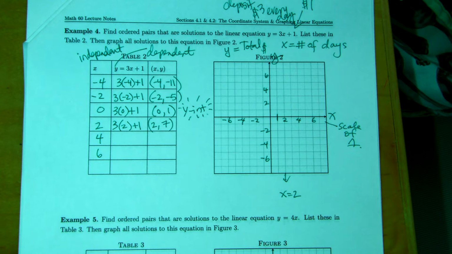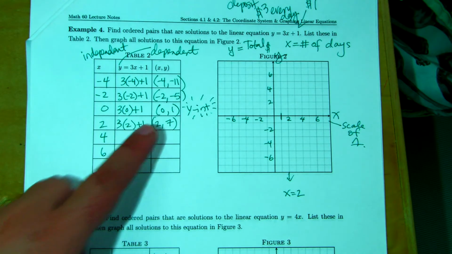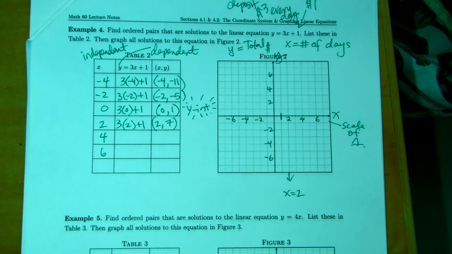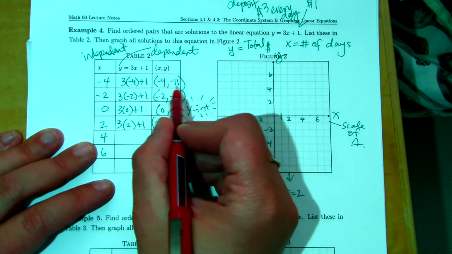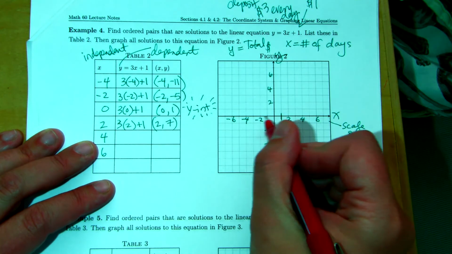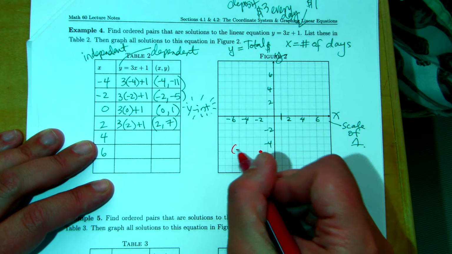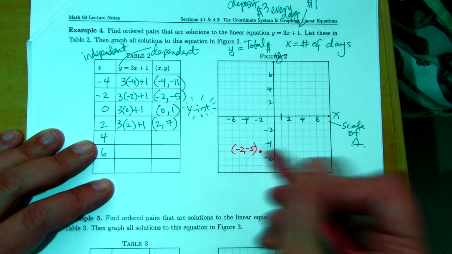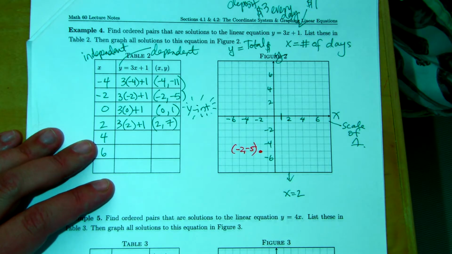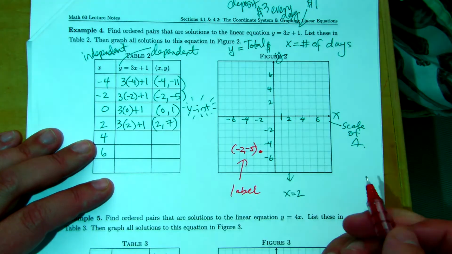So now when we go to graph these points, once I have a list of ordered pairs, and how many different ordered pairs could I have? I could have really an infinite amount. I'm going to plot these points. -4, -11 doesn't really fit on my graph because I didn't develop a scale where that worked. -2, -5: over -2, down to -5. Here's the point, -2, -5. It can help to plot and label the points. This is what it means to label the point. 0, 1.